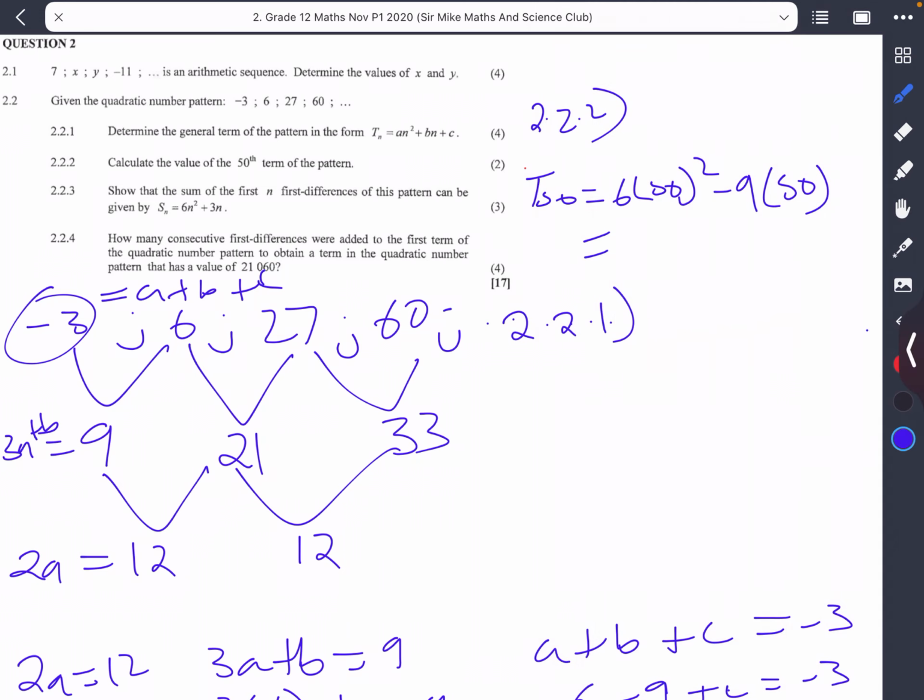So this would be 14,550. So this would be for 2.2.2. So for 2.2.3, they said to show that the sum of the first n first differences of this pattern can be given by Sn equals 6n squared plus 3n.